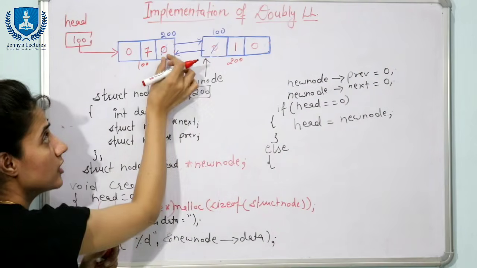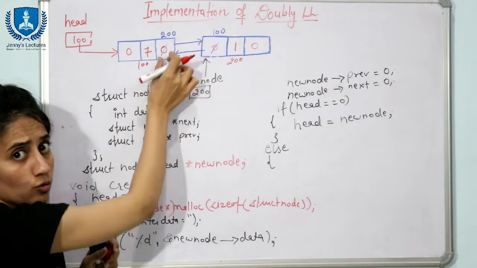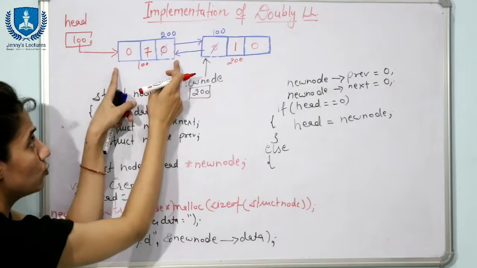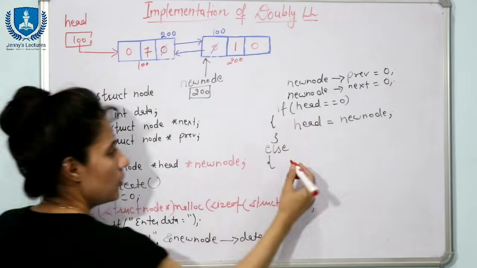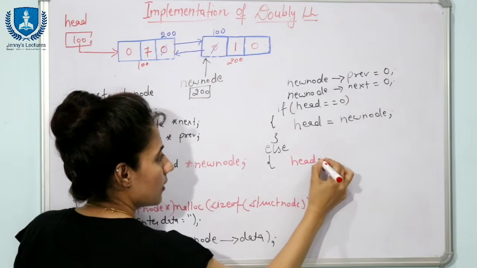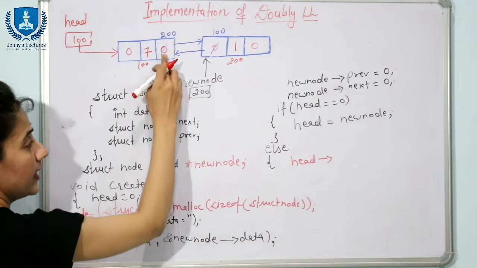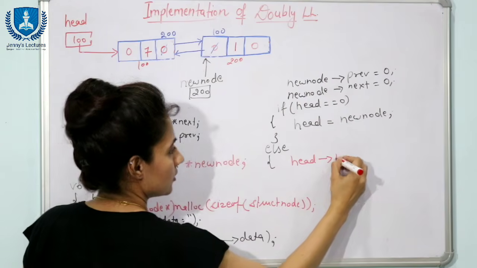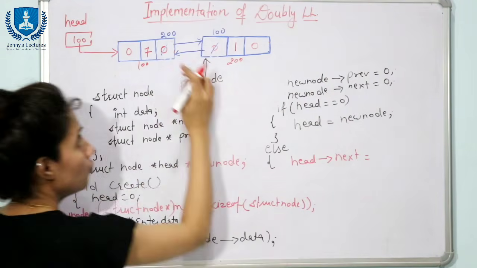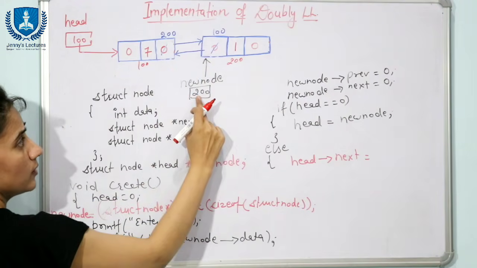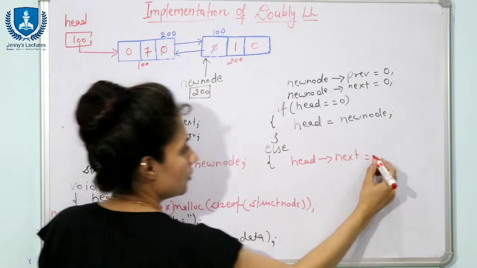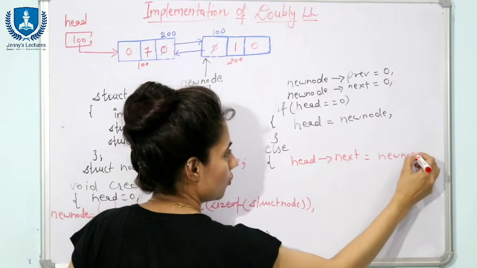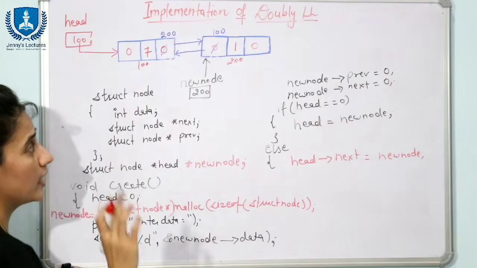Now if I ask how you can access this part, you will simply say, ma'am, the pointer to this node is head. So what we can write is head of next, this pointer is next. Head of next is equal to, from where will you get this 200, from new node, because new node is containing the address 200. Head of next is equal to new node. So one link has been updated.